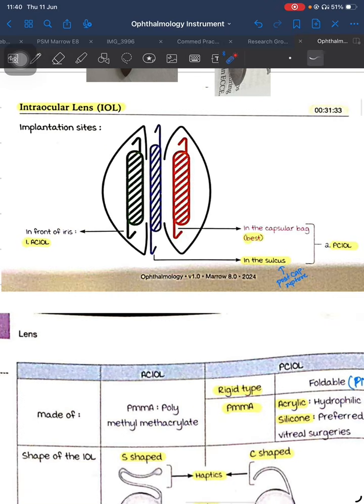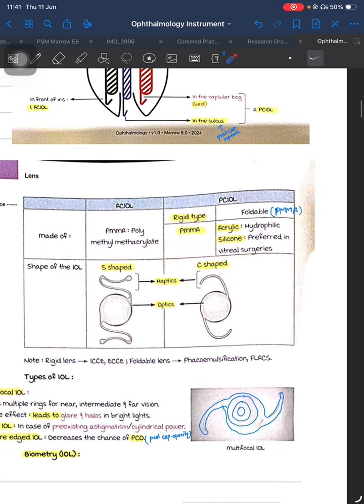It is of different types: anterior chamber intraocular lens, in the sulcus or intermediate part, or the posterior chamber intraocular lens. There is posterior and anterior chamber intraocular lens. Posterior chamber is kept in the sulcus or in the posterior capsule. Best one is the posterior chamber intraocular lens.